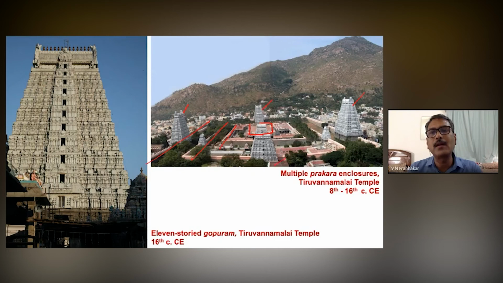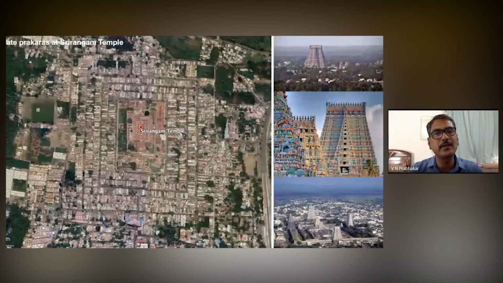So each prakara has a gopura on the cardinal directions, and ultimately they reach the culmination of the height in the gopura. Here it is an 11-storied gopura in the case of the Tiruvannamalai temple, and the maximum permissible height is 13 storeys, which we see at Srirangam.